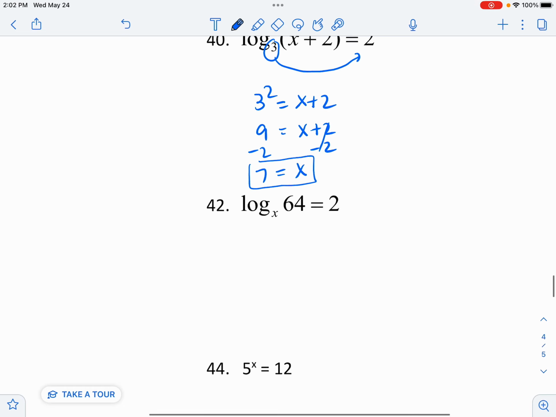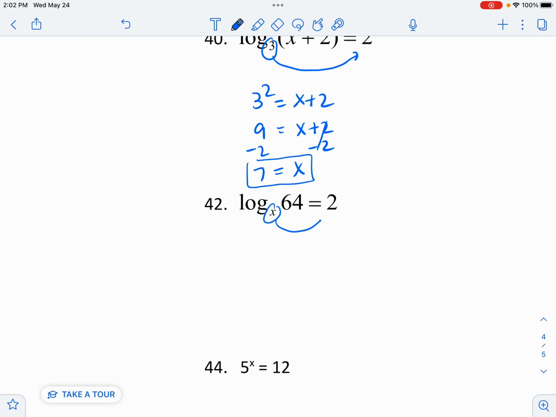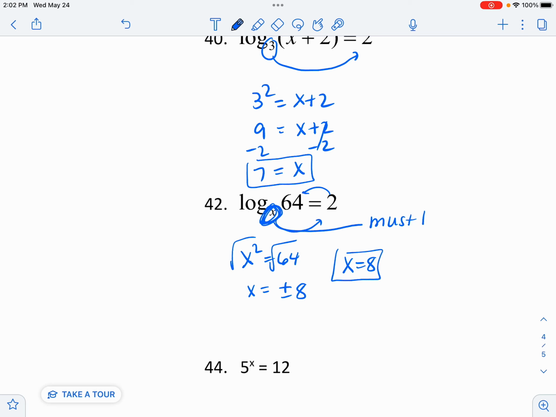All right, same thing for number 42. So I have x to the second power equals 64. If you take the square root of both sides, it's going to give you x equals plus or minus 8. But you guys remember this base, this x, has to be positive. So it's just going to be x equals positive 8. So because this must be positive. Please remember that when you take your final, because negative 8 would be one of your answers, okay?